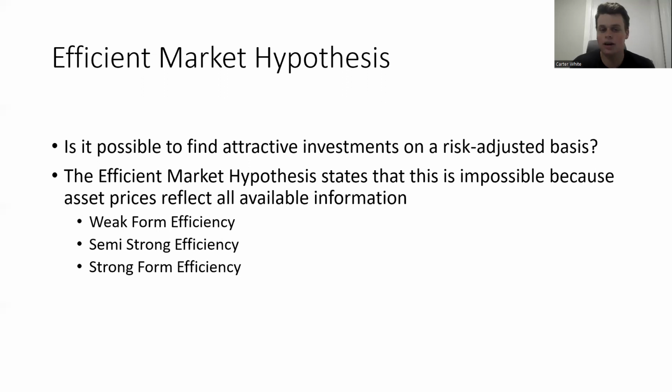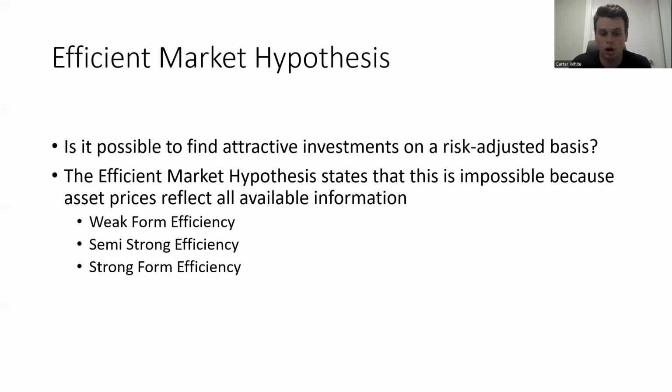Is it possible to find attractive investments on a risk-adjusted basis? I would think if there were attractive investments on a risk-adjusted basis, where I'm receiving more reward than the risk I am incurring, they would just be gone. There would just be none of those. That's kind of what the efficient market hypothesis states. They think it's impossible to find these attractive investments on a risk-adjusted basis because asset prices reflect all available information. So we have the weak form efficiency of the efficient market hypothesis, which basically states that past performance of a stock is not indicative of future performance.